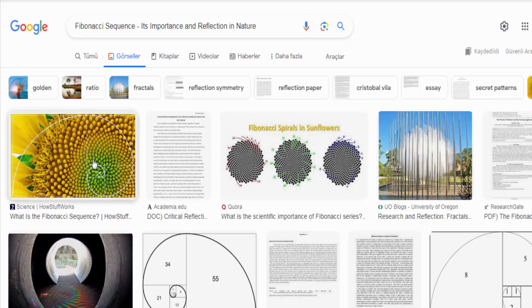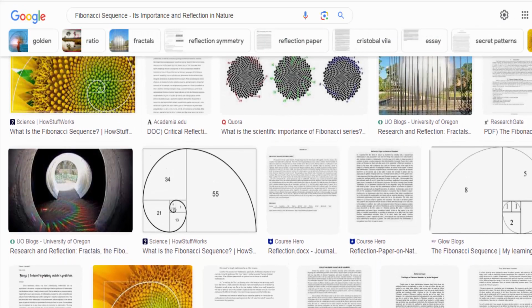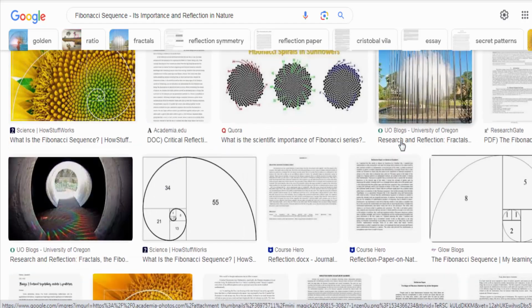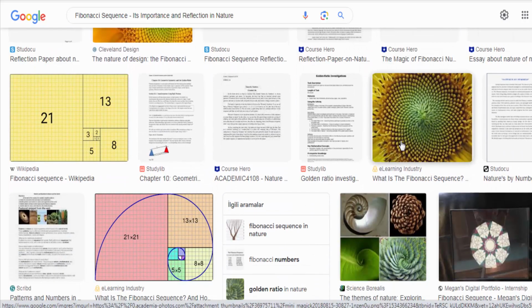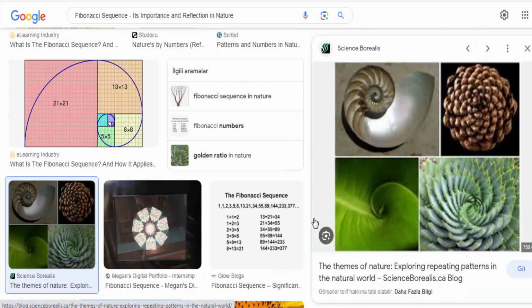The Fibonacci sequence is a series of numbers in which each number is the sum of the two preceding ones. It starts with 0 and 1, and the sequence continues indefinitely: 0, 1, 1, 2, 3, 5, 8, 13, 21, 34, and so on. This mathematical concept holds significant importance in various fields, including mathematics, science, art, and even nature.